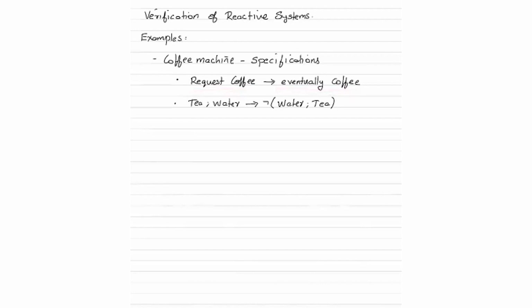Or if I give a sequence of requests, so I press the button tea and immediately after that I press water, well, you might want to say that it just ignores the second button, or you might want to say that it gives you the output in the correct sequence. It does not swap the sequence in some sense. So it's similar with print servers.